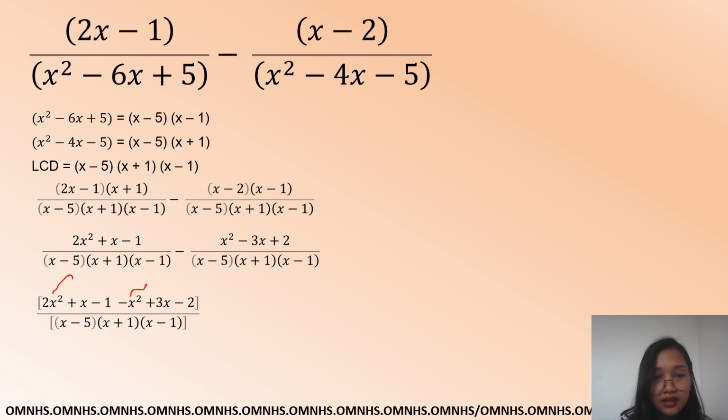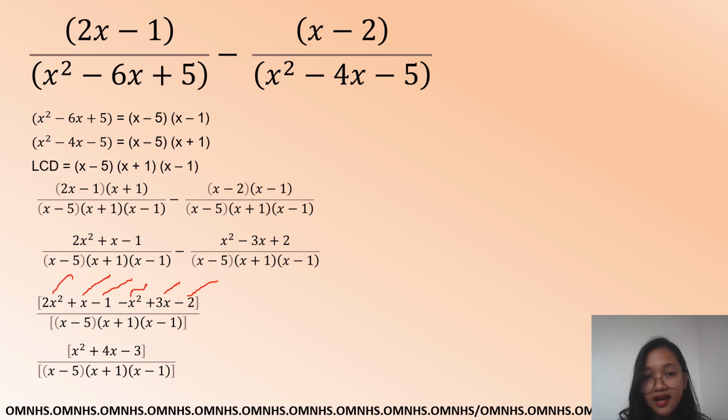And then, like terms again, the x and positive 3x. So, x plus 3x is 4x. And negative 1 and negative 2. So, negative 1 plus negative 2 is negative 3. That's why our final answer is x squared plus 4x minus 3 all over x minus 5 times x plus 1 times x minus 1.